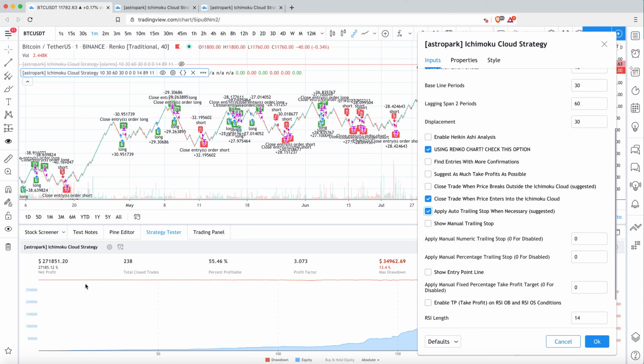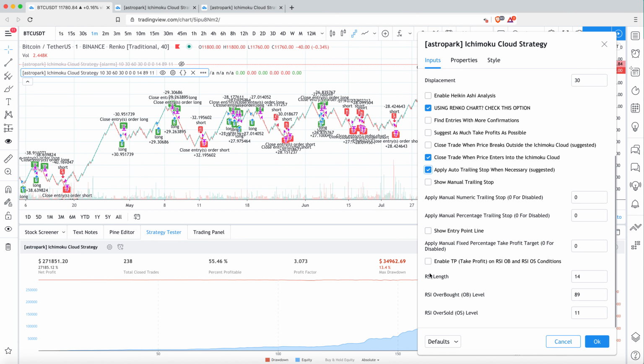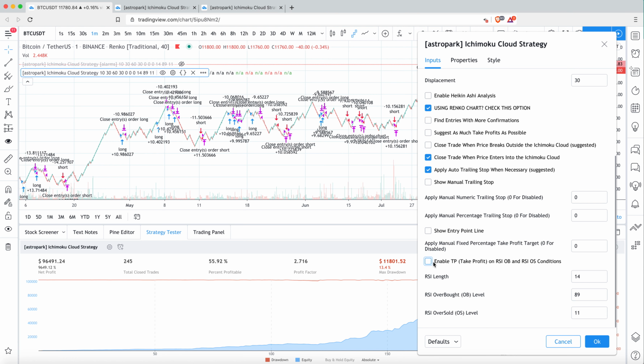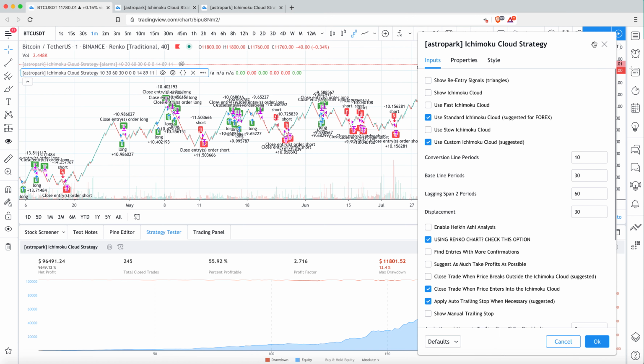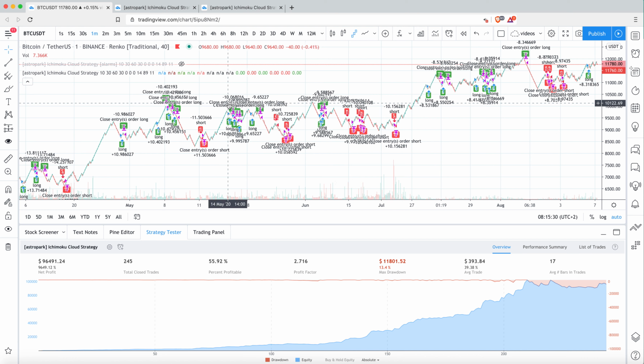Please don't get crazy over these numbers. Of course, the take profit again closes the position totally, but it's always some kind of amazing position. So this is, for example, what I would do on the Ichimoku.